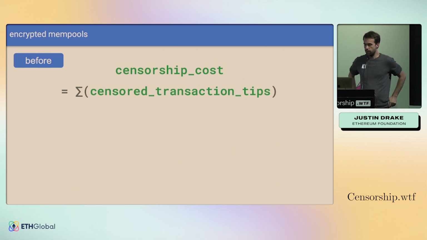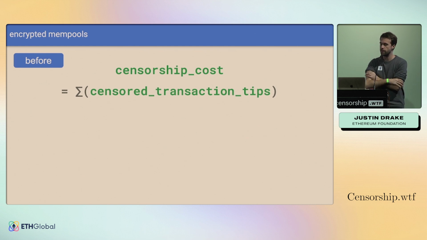Another really, really powerful technology is encrypted mempools. There are various flavors of encrypted mempools, and there are various talks online that you can find on that. But here, I really want to look at the economic consequences of encrypted mempools. Today, before we have encrypted mempools, the cost of censorship is absolutely minuscule. It's basically just the sum of the tips of censored transactions. Now, there are very, very few censored transactions out there, and they each pay a very, very small tip, on the order of 1 gwei per gas. So the revenue that's sacrificed by the builders is very, very small.